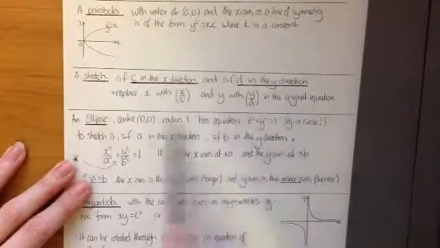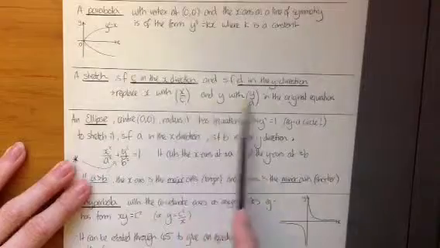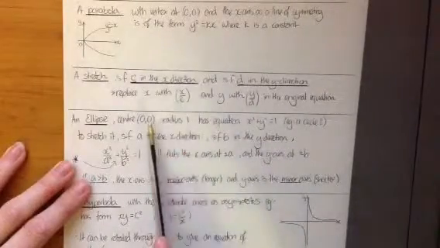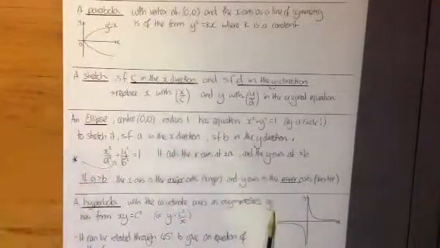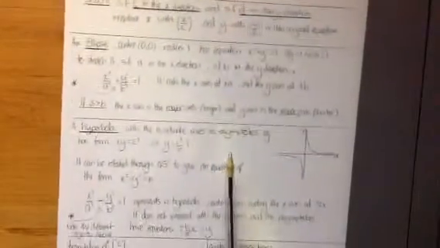If you've got a stretch of scale factor c in the x direction and a stretch of scale factor d in the y direction, then you replace x with x over c, y with y over d in the original equation, and a similar thing applies if you've got an ellipse.